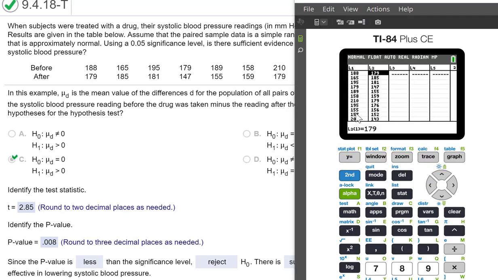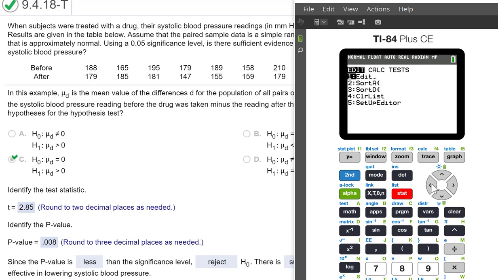Okay, I went ahead and typed the lists in, and now I want to tell L3 we're going to do L1 minus L2. So I'm going to press second 1 minus second 2, and then press enter. And it goes ahead and creates that list for me. Now I'm going to run a t-test on that L3. So press stat, test, and run a t-test, number 2.